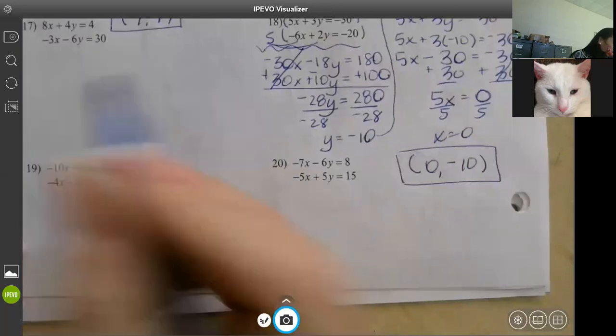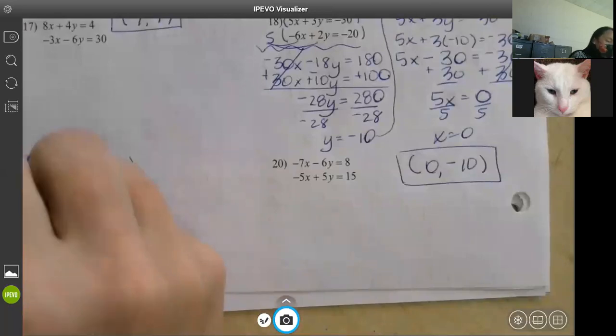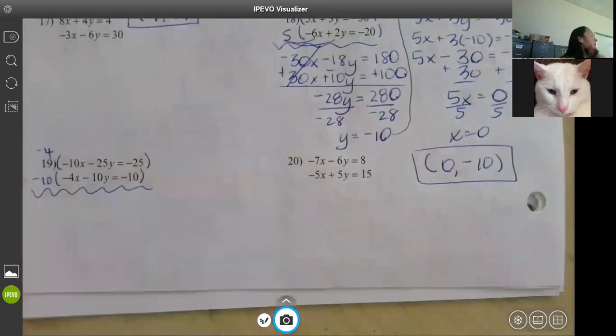Let's do number 19. We're going to switch the negative 4 and the negative 10. 1 is better than none, always. Anything you can get done, get it done. Your grading period ends this week, so if you're failing, you have this week to get it up, and that's it. And then we start over.